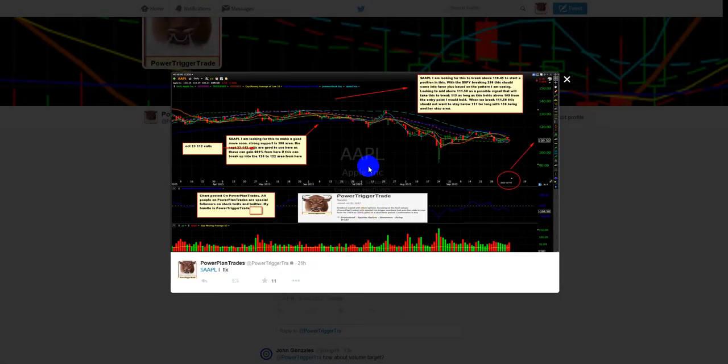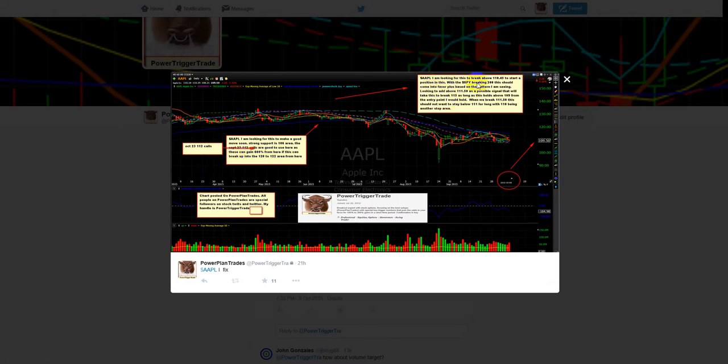I haven't posted something, but I said Apple, I'm looking for this to make a good move soon. Strong support is 106 area. The October 23 112 calls are good to use here, as these can gain 600% from here if this can break up into the 120 to 122 area from here.